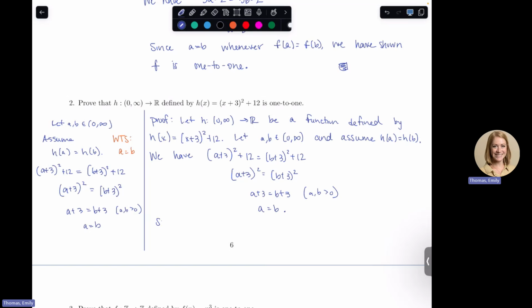And then my last sentence would be something like, since A equals B, whenever h of A equals h of B, we have shown h is 1 to 1. Any questions about that one?